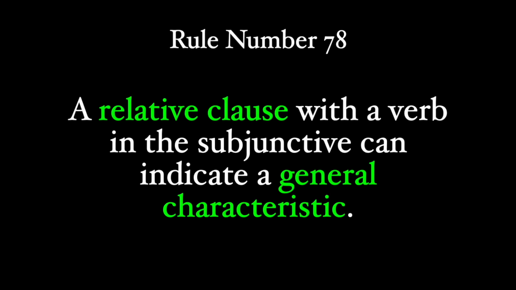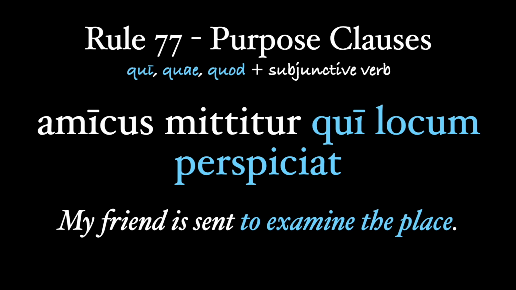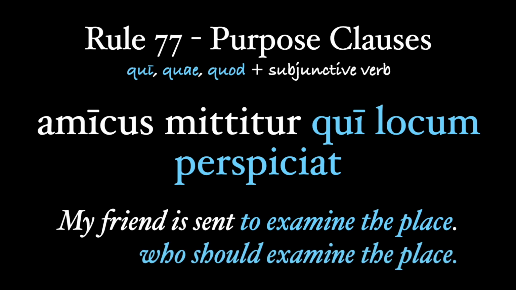Rule number 78. A relative clause with a verb in the subjunctive can indicate a general characteristic. In the last rule, number 77, we saw how a relative clause with a verb in the subjunctive can show purpose. Amicus mittitur qui locum perspiciat. My friend is sent to examine the place, or who should examine the place. This purpose of sending my friend is expressed by the relative clause here, and the use of the subjunctive verb perspiciat tells us that this examination of the place isn't necessarily a real event.